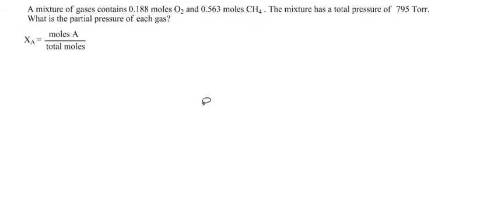Now, the reason that we can get pressure from this information comes from something we notice if we look at the ideal gas law. Pressure and number of moles are directly proportional to one another. So we could replace the moles of A with the pressure of A and the total moles with the total pressure, and get this relationship: the mole fraction is equal to the pressure of A over the total pressure.